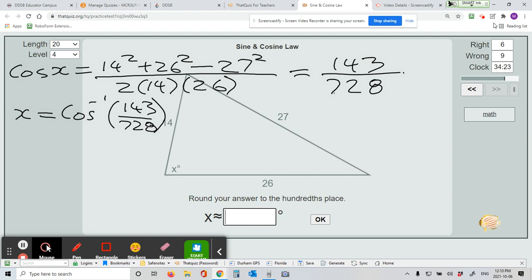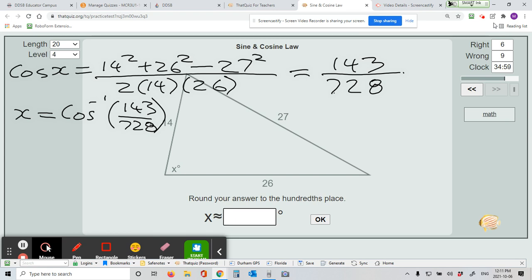I'm going to go in the back there and ask Hashim for his answer. Hashim, grab your calculator. Give us a correct answer to two decimal places. So it's cosine to the minus 1 of whatever that fraction works out to be, 143 over 728. And it asks us to the nearest 100. It looks like all of them are to the nearest 100. I need your answer, please.